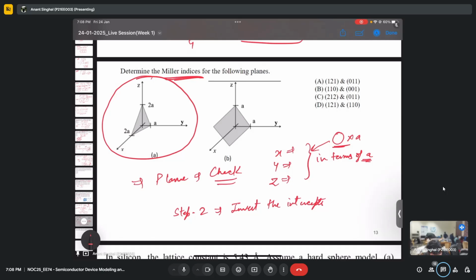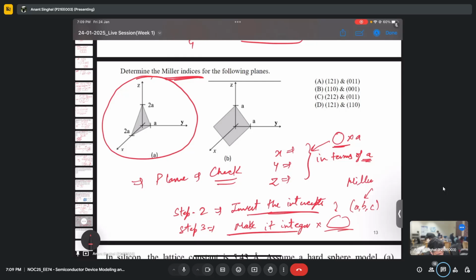Then step 3 is make it integer. You can multiply it with any integer so that this inverted ratio is an integer. So whatever this integer is, let's say it is A, B, C, this is the Miller indices of that particular plane.